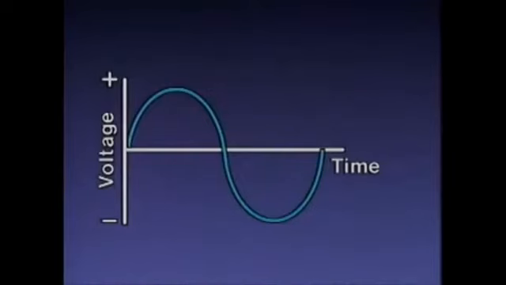Now, in an actual power system, cycles occur rapidly. In many cases, there are 60 complete cycles each second. The unit that represents cycles per second is hertz, so 60 cycles per second can be referred to as 60 hertz.